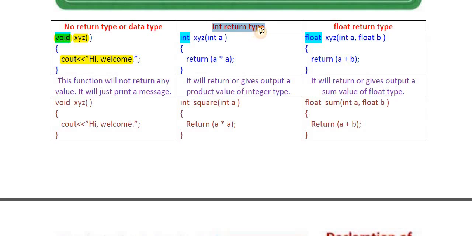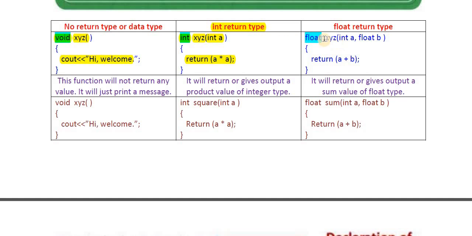Then here the return type is integer. Why? Because this function is going to return, or produce, output of integer type. This is the data type integer, xyz is the function name, and inside the brackets is the parameter or argument. Only one argument is there, int a. Inside the body, it calculates a into a, which means the square of a number. It returns the square value as an integer, hence we take the integer data type here.